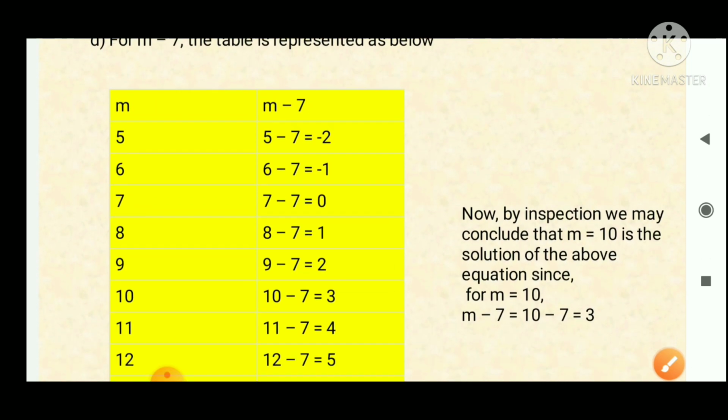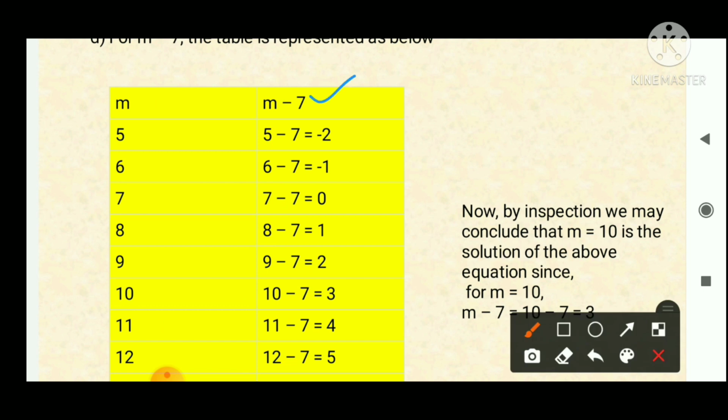Now here the left hand side of this equation is m minus 7. So we take the value of variable m is equal to 5. So 5 minus 7, we get minus 2. Then we put m is equal to 6, so we get 6 minus 7, minus 1. Then m is equal to 7, so 7 minus 7, 0. Then m is equal to 8, 8 minus 7, 1. Then m is equal to 9, so 9 minus 7, 2.